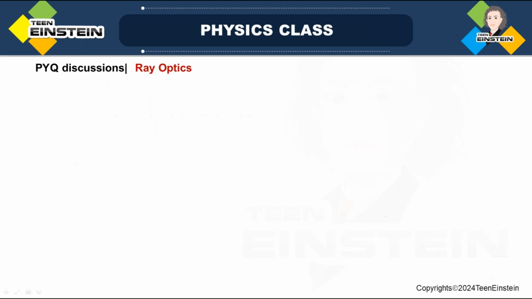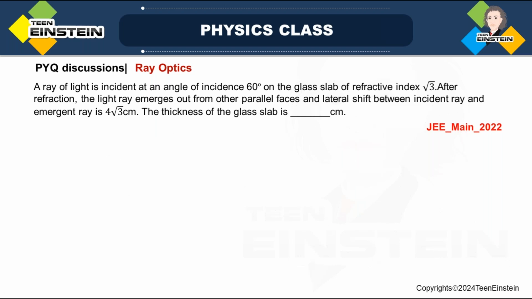All right, we'll go to the next problem. A ray of light is incident at an angle 60° on the glass slab of refractive index square root of 3. After refraction, the light ray emerges out from the other parallel face and lateral shift between incident ray and emergent ray is given. Then you have to find out the thickness of the slab.